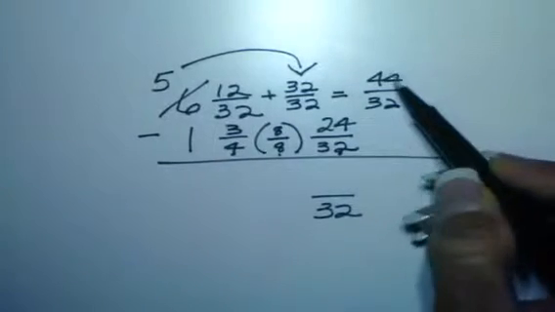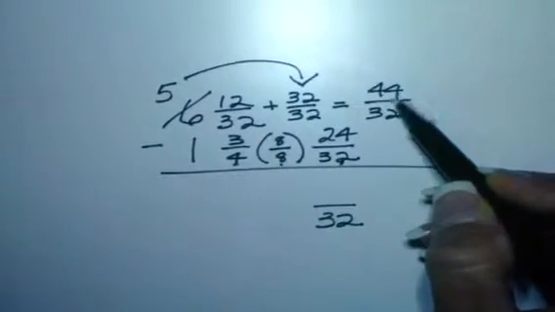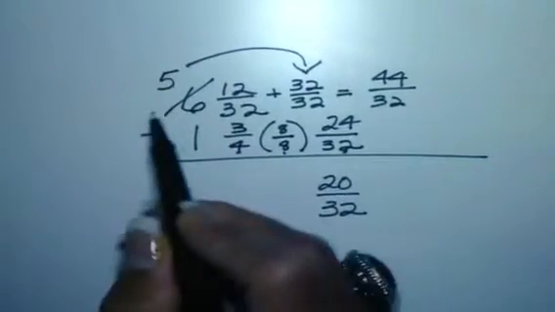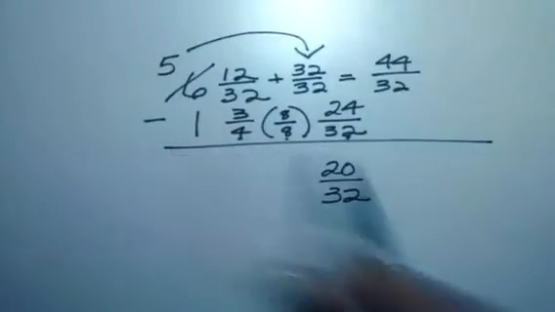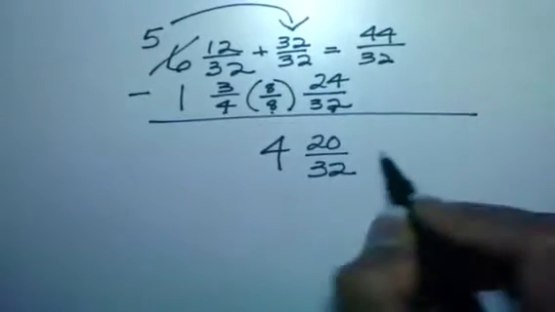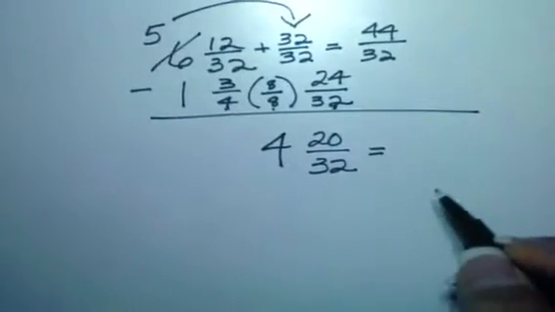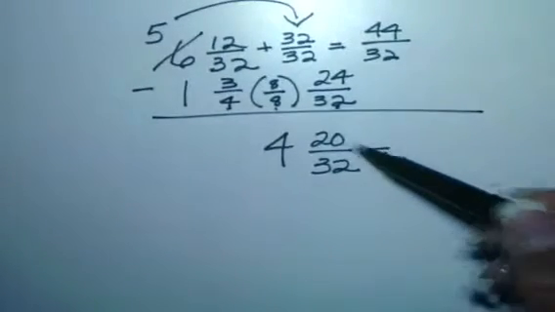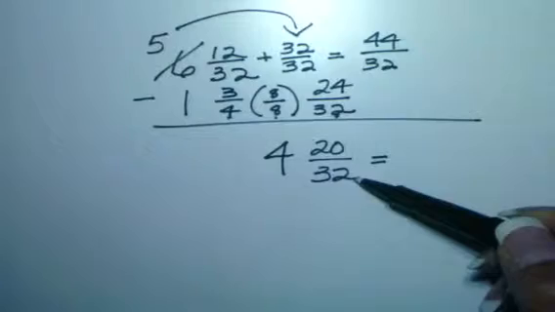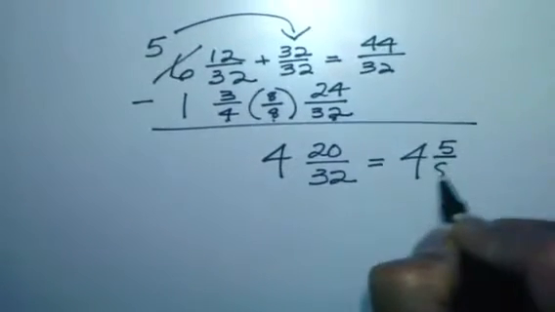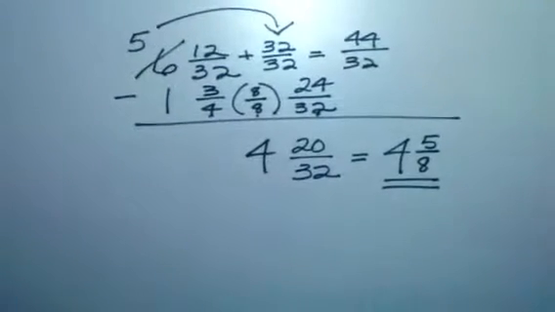I will only work with numerators. 44 minus 24 is 20. Do not forget the whole numbers. 6 minus 1 is 5. Always reduce the answer to simplest form. I'm going to think in my head, I can divide 4 into 20 and 4 into 32, which will give me 5 and 5/8. Final answer.